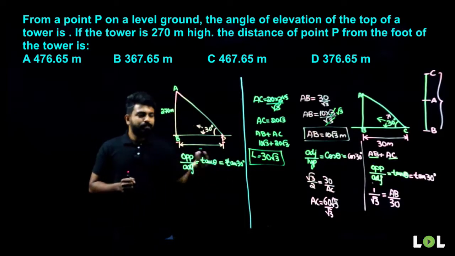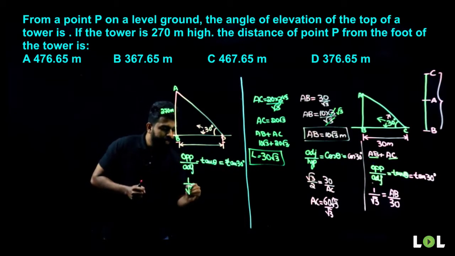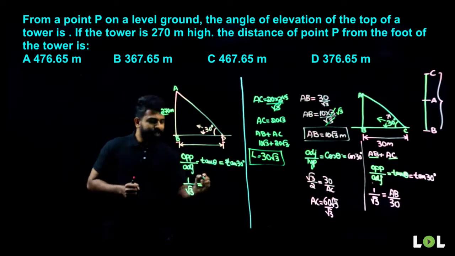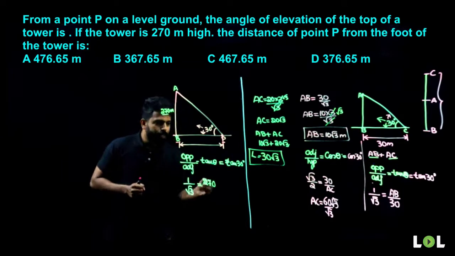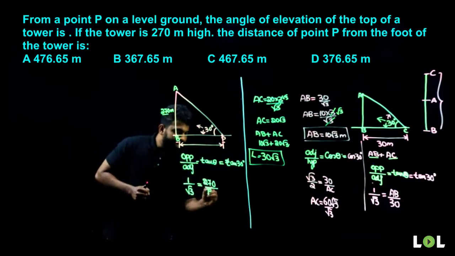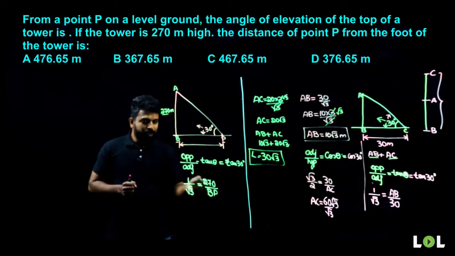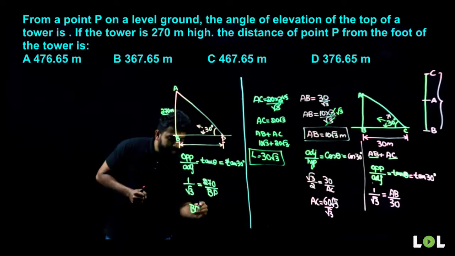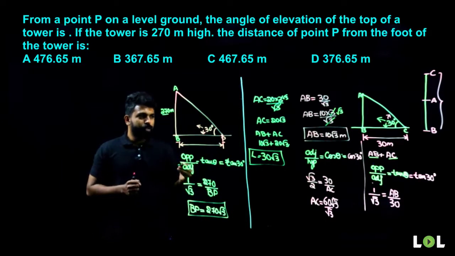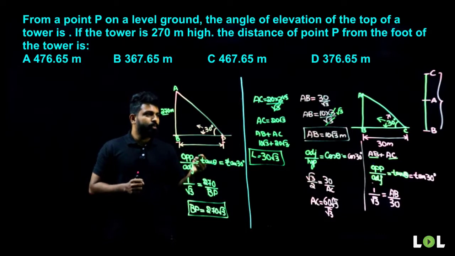What is tan 30 degrees? We all know that tan 30 degrees is 1 by root 3. So that is equal to opposite by adjacent. The opposite side here is 270 meters, that is 270 divided by the adjacent side, which is the side that we need to find out. So I'll be taking it as BP. What will be the value of BP if I cross multiply? BP will be 270 into root 3. This is the distance between the foot of the tower and the point P. Do we have that in our options? Yes, option C, 270 root 3 will be our final answer.